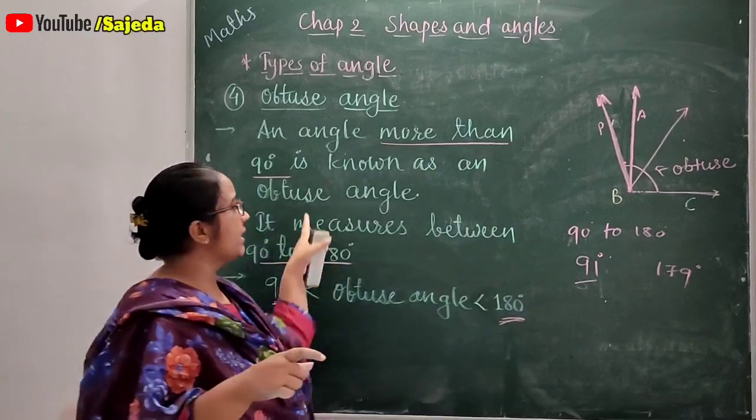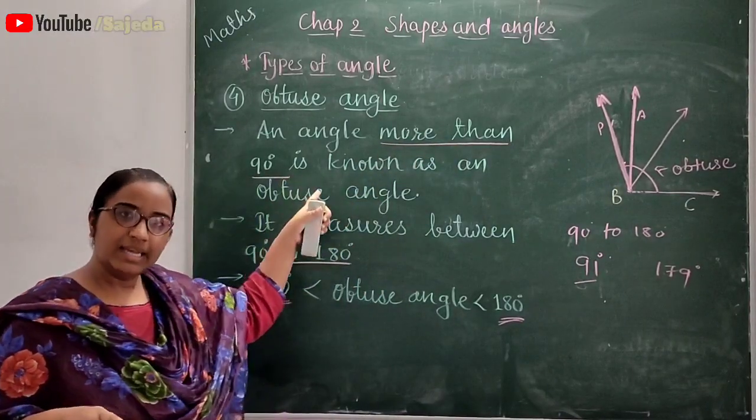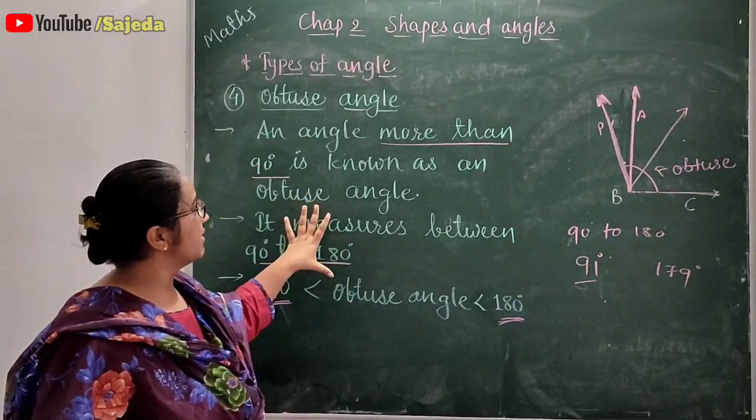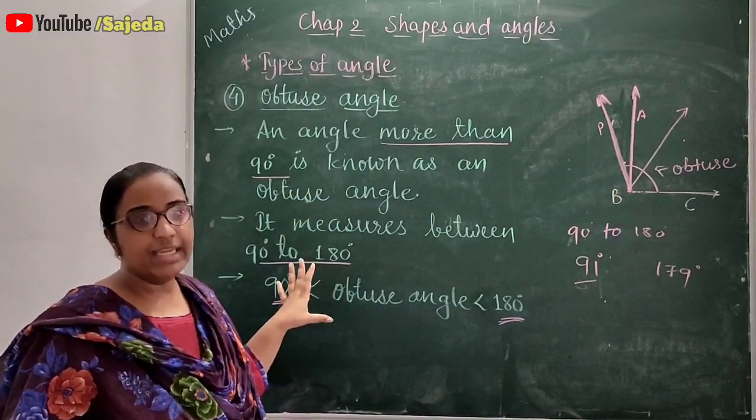Only one word you have to remember, it is more than 90 degree. To identify, there isn't any sign. For obtuse angle, there isn't any sign to identify it.